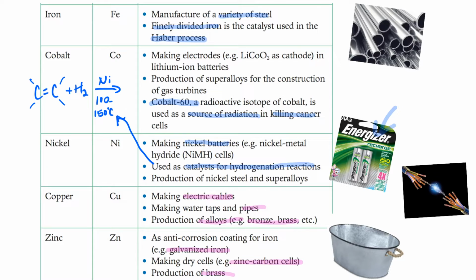If the surface of this galvanized iron is scratched, can the iron underneath still be protected? The answer is yes, because we have sacrificial protection. Zinc is more reactive than iron, so it can lose electrons more readily, and it can still protect the iron. So those are the applications, the usage of the transition metals in daily life.